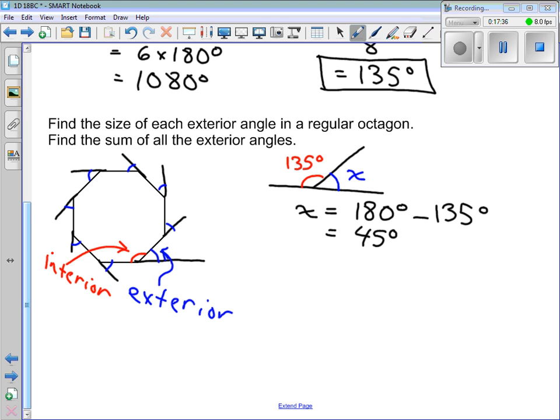Now, how can we figure out what the sum of all of the exterior angles are? Well, how many exterior angles do we have? 8. Are they all going to be the same size? Yeah, because this is a regular shape. This is a regular octagon here.